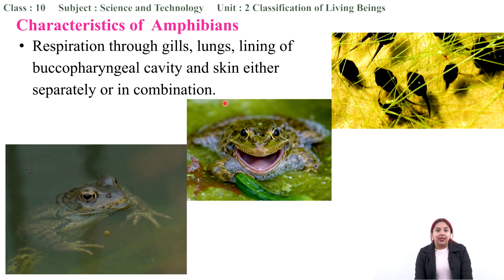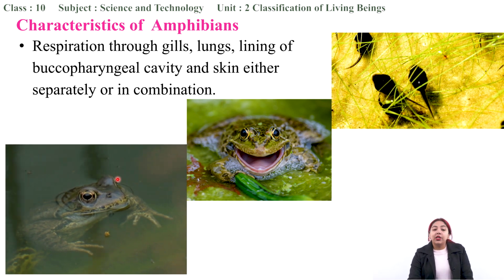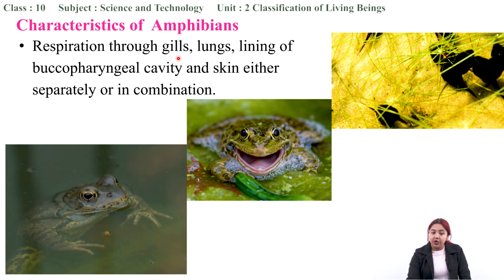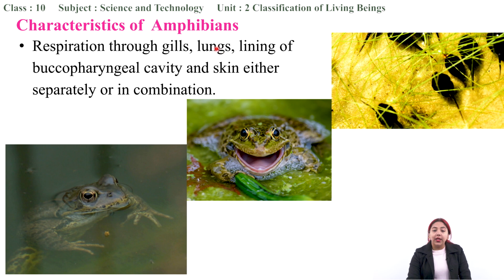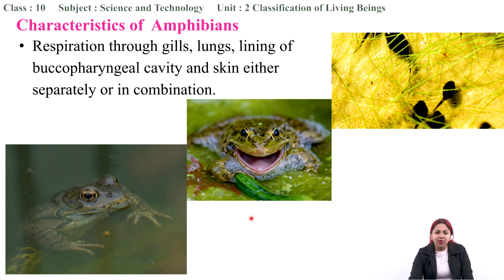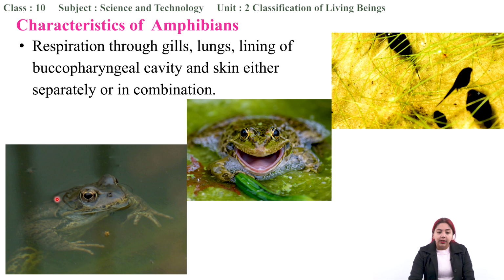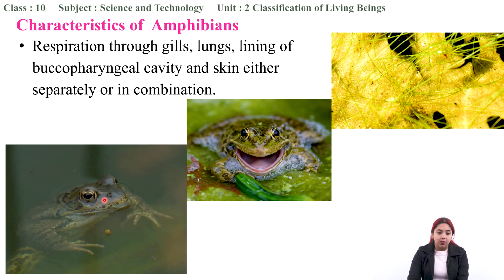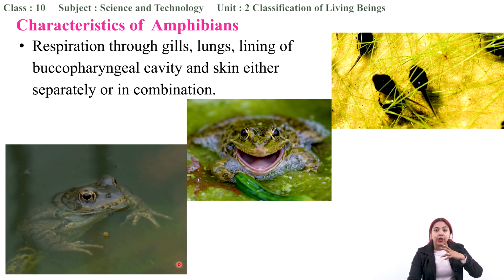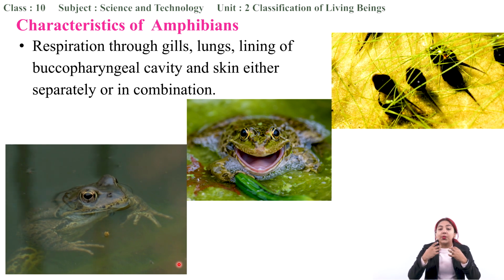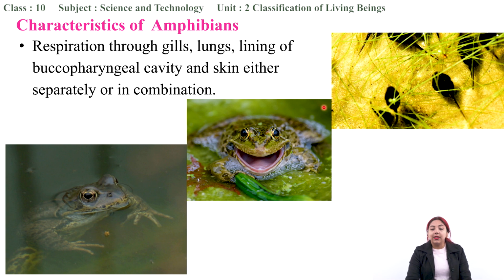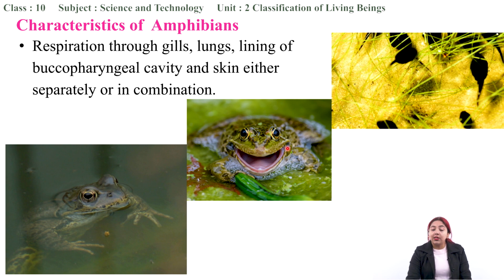Now, another characteristic is respiration. Respiration occurs through gills in the larval stage, that is when they are tadpoles. Now, when they are living on land, they respire through lungs. You can also see that this frog is inside water, but you can see its nostril is still outside the water. Why? Because they need oxygen, they are respiring through their lungs, so they inhale oxygen from their nostril. Now you can see this frog here with its mouth open.